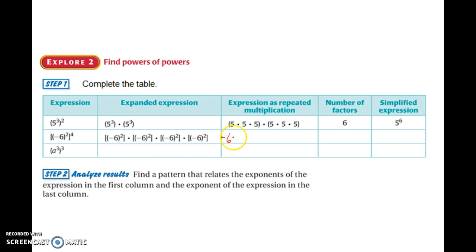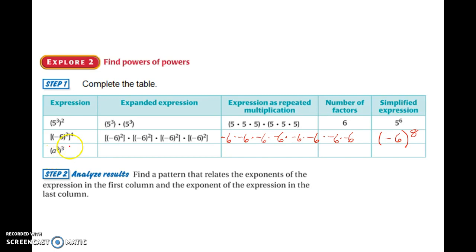That would really be negative 6 times negative 6 would cover the first one. And then we have to do that again, times negative 6 times negative 6 that covered the second one, times negative 6 times negative 6 would be the third one, and then times negative 6 times negative 6. So that looks like I have 1, 2, 3, 4, 5, 6, 7, 8 factors. So this would really be negative 6 in parentheses to the 8th power.